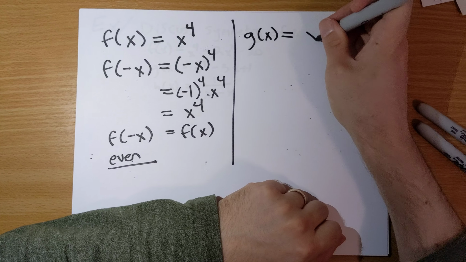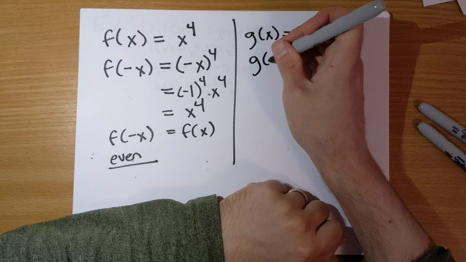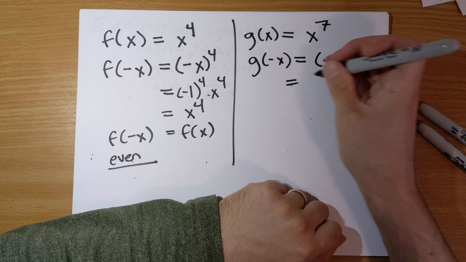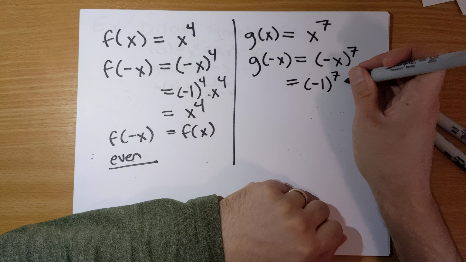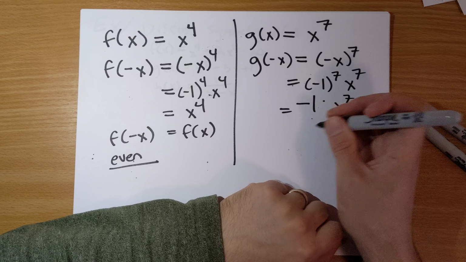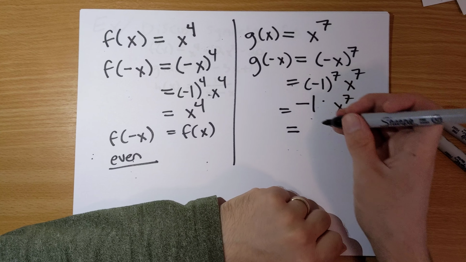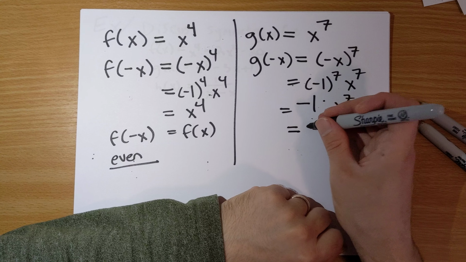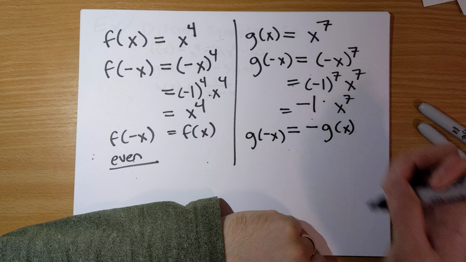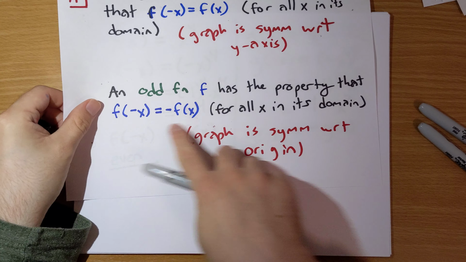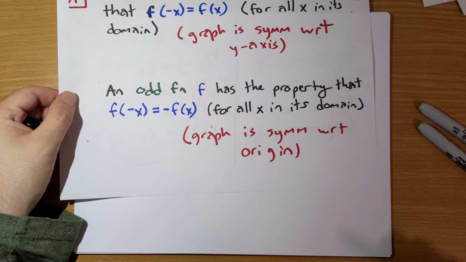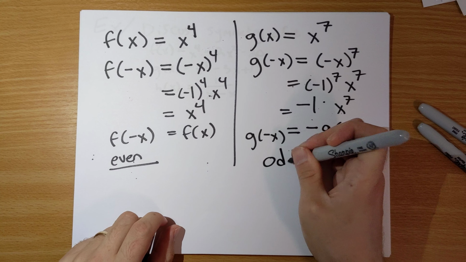Well, let's also think about, I said 7 was an odd number. What about g of x is equal to x to the 7th? Well, g of negative x is equal to negative x to the 7th. We can rewrite this as negative 1 to the 7th times x to the 7th. Negative 1 to the 7th is negative 1 times x to the 7th. And here we see that this is equal to negative g of x. So g of negative x is negative g of x. That's part of the definition of an odd function. So this is an odd function.